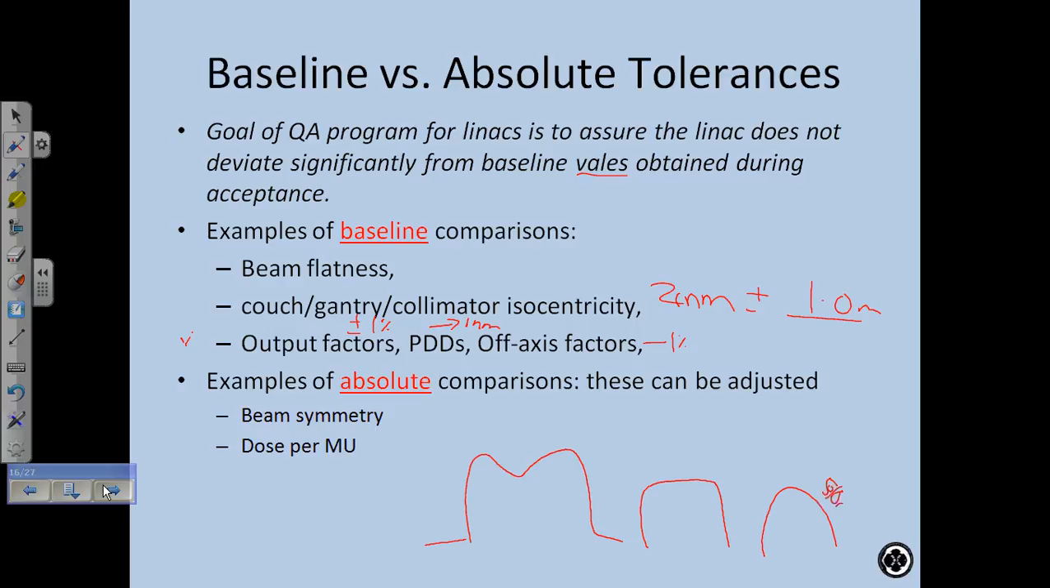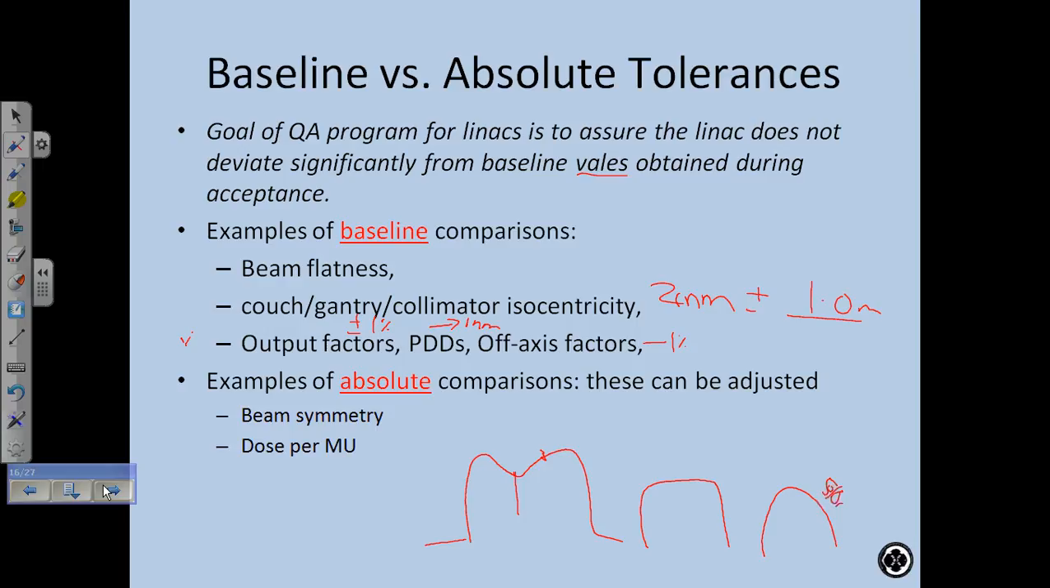Okay, for electrons. And then off-axis factors: that's the difference between the reading you get off axis divided by the reading you get on the central axis. Depending on the shape of the curve, those will be different between different machines, but it should stay the same within the same machine. So those are baseline values.